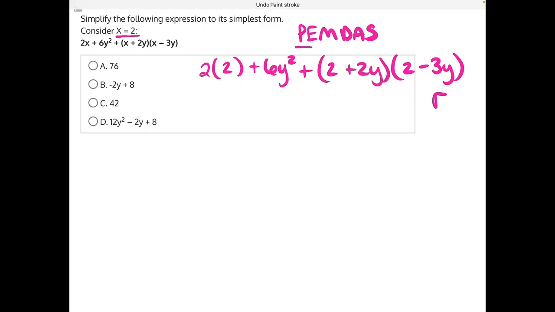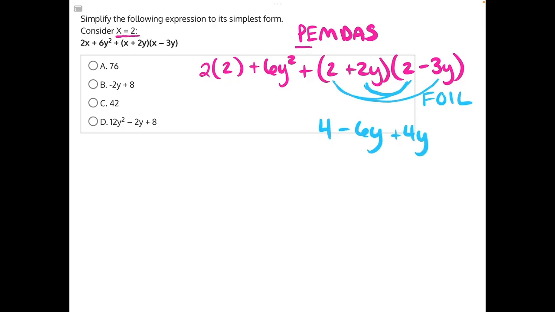We actually do that in a different color. So we have front in our FOIL method, 2 times 2, which will give us 4. We have outer, 2 times negative 3y, which would give us negative 6y. Inner, 2y times 2 will give us plus 4y. And then at last, 2y times negative 3y would give us negative 6y squared. And now we simplify. We have negative 6y plus 4y would give us 4 minus 2y minus 6y squared.